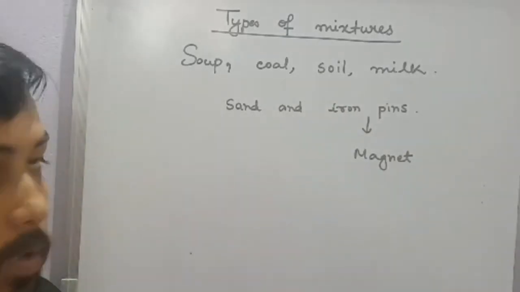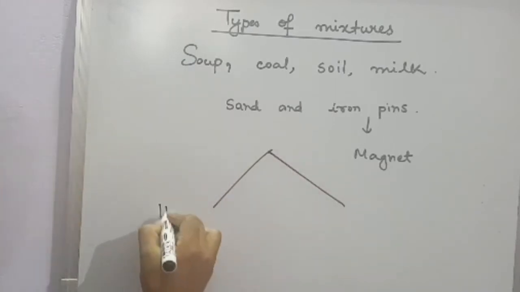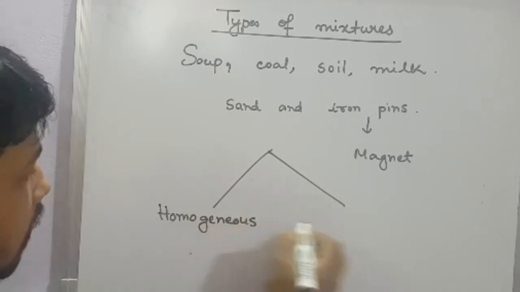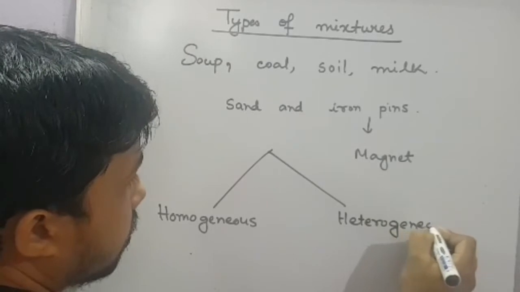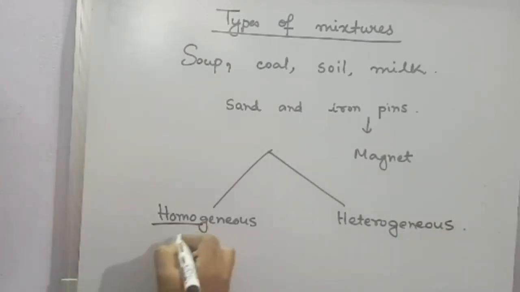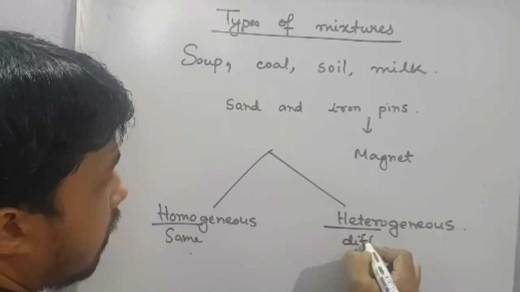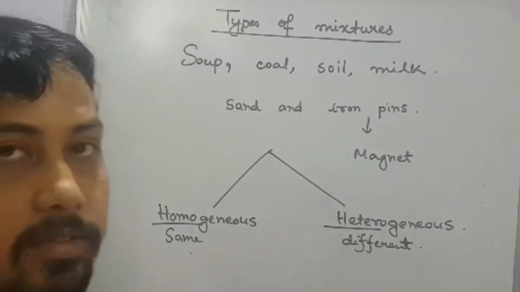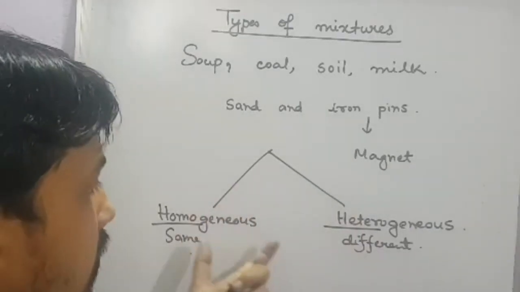Now mixtures are of two types. First is homogeneous and the next is heterogeneous. Homo means same, hetero means different or variable. Right? Now how to classify them? How to identify whether a given mixture is homogeneous or heterogeneous?